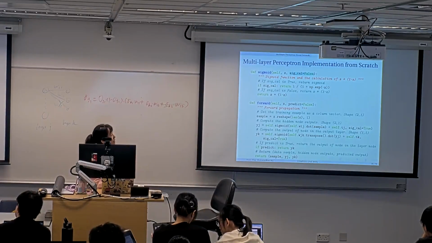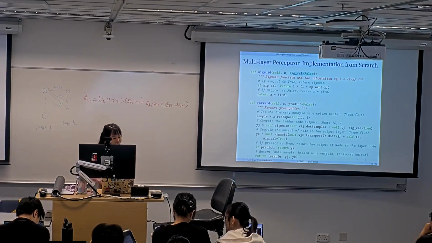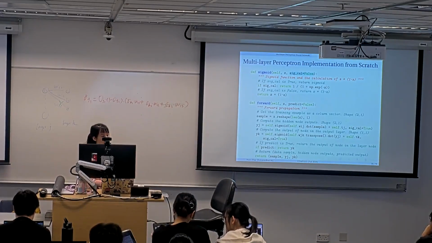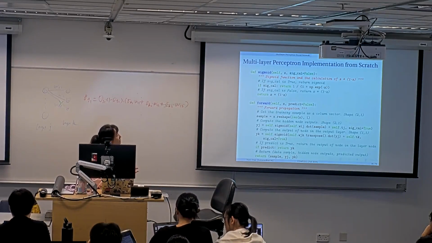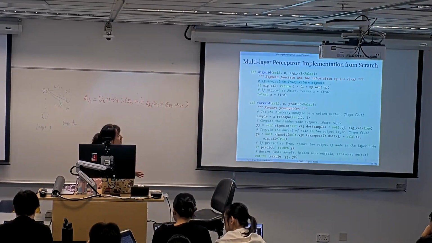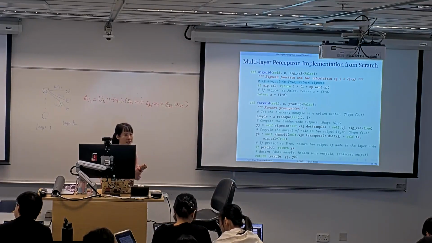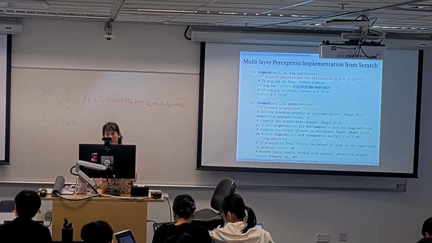Sigcar by default is false. What is this sigcar? This sigcar is a flag to indicate whether we are in forward propagation or backward propagation. So if sigcar is true, then that means we are in the forward propagation. In this case, we directly return the sigmoid function. It's 1 over 1 plus exponential of negative z.